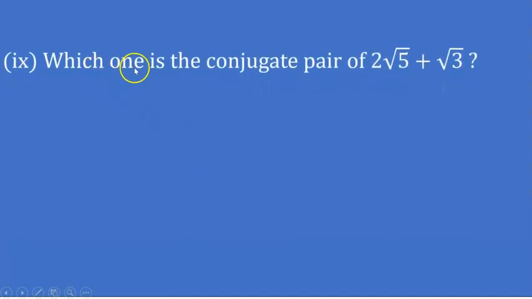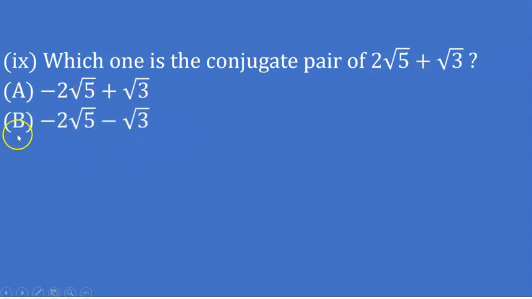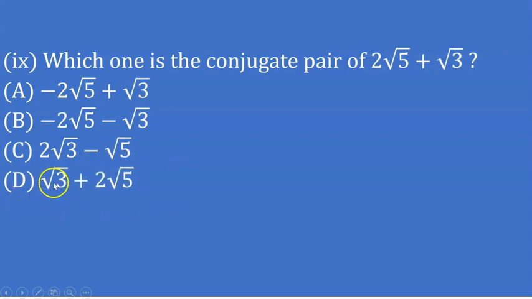Next, which one is the conjugate pair of 2√5 + √3? Option A is -2√5 + √3. B is -2√5 - √3. C is 2√3 - √5. D is √3 + 2√5. And here option A is correct.